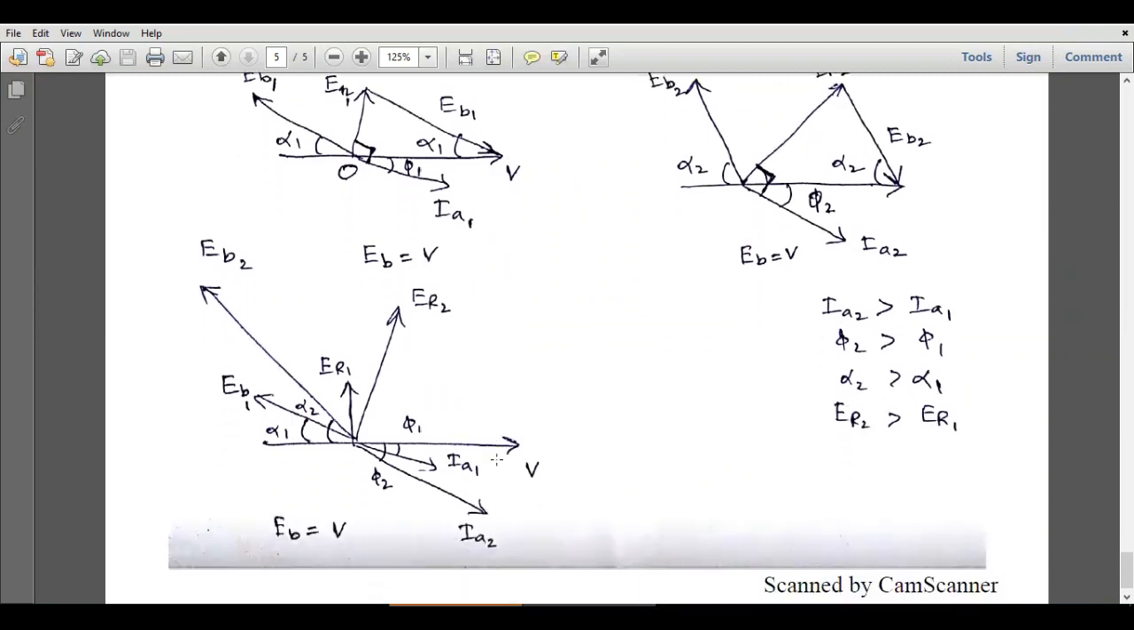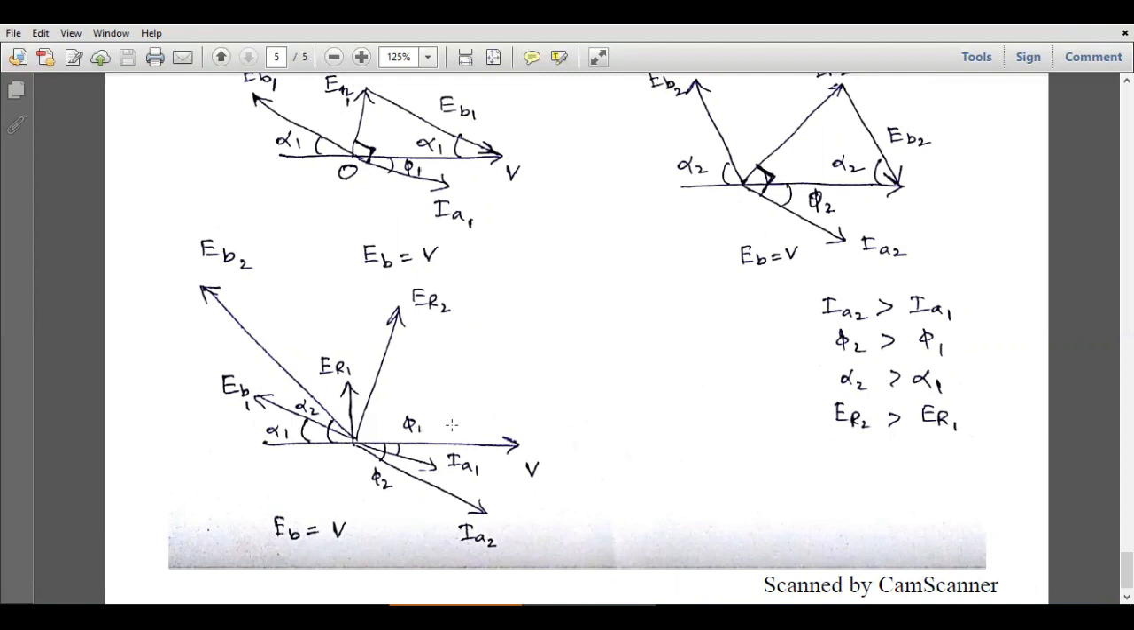And now if we increase both the excitation and the load, then we can see that this load angle has increased, this back EMF has also increased, this reactance voltage has also increased, and this armature current has also increased, and this angle phi has also increased. So the new power factor will be less when we increase both the excitation and the load.